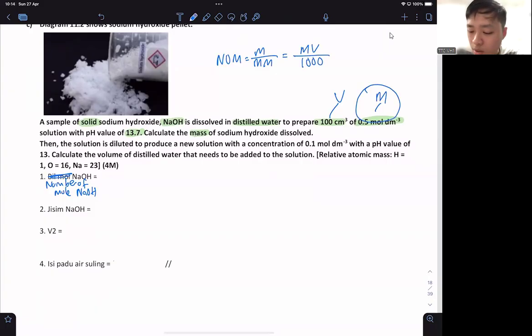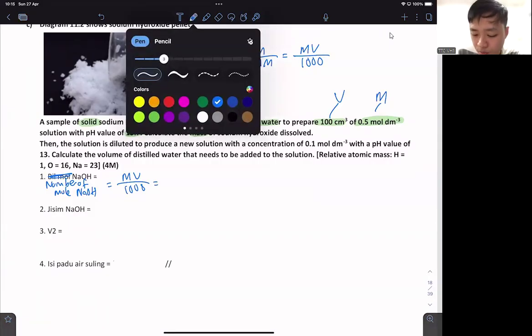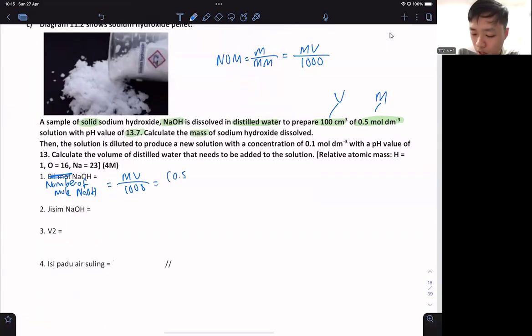So you have molarity, you have volume. Remember all this, it comes out suddenly in Form 4 Chapter 6. So number of mole equals MV over 1000. You find the number of mole first, then you find the mass. 0.5 times 100 over 1000, then I think you get 0.05, right?